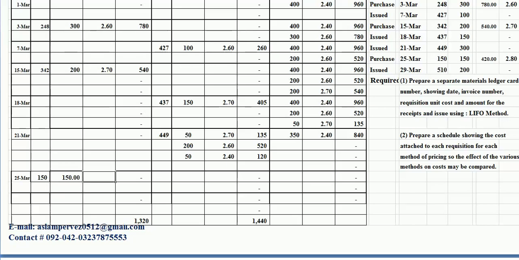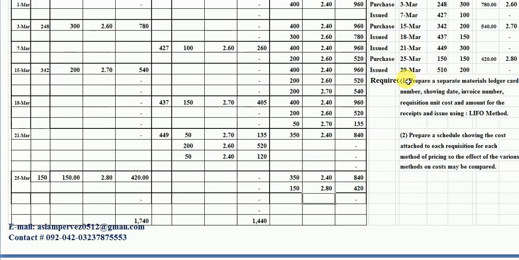The rate is 2.80. Now we again record our inventory in the balance column: 350 units, previous units at 2.40, and the current units received, 150 units, at the rate of 2.80. Now students, in the balance we have two types of inventory, 350 units and 150 units, because their rates are different here.